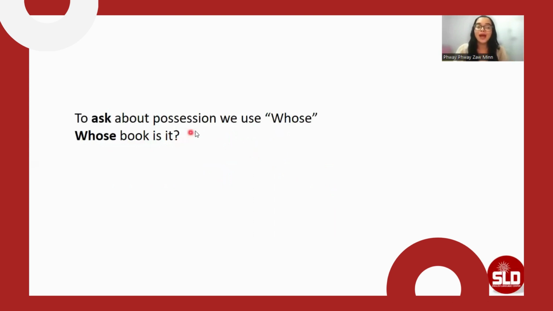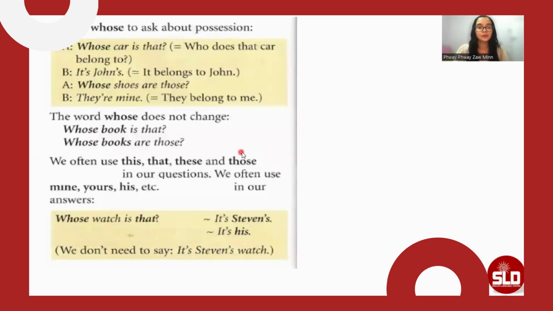And then to ask about possession, we use the question word whose. For example, whose book is it? Or whose car is that? Meaning, who does that car belong to? If we answer, we just say it's John's, meaning it belongs to John. Or whose shoes are those? They are mine, meaning they belong to me.